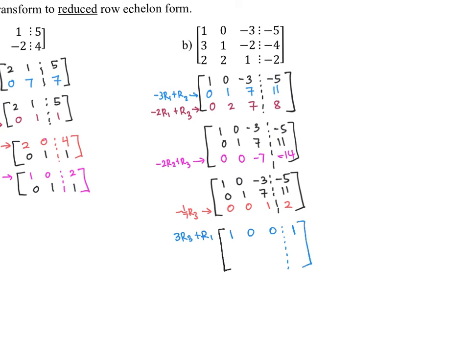Okay, now for the second row, I'm multiplying by -7 to the third row to cancel with the second row. 0 plus 0 is 0 plus 1. -7 plus 7. -14 plus 11. Okay, and then the last row was fine.